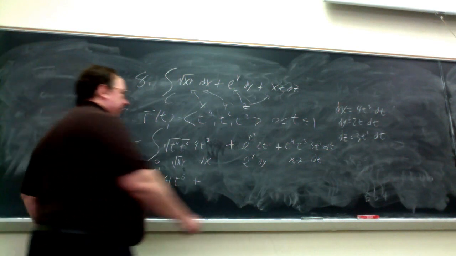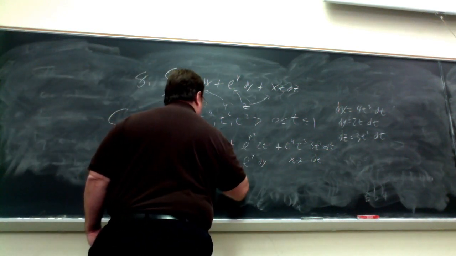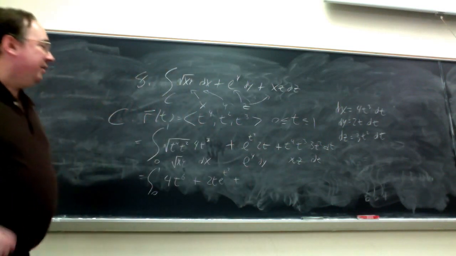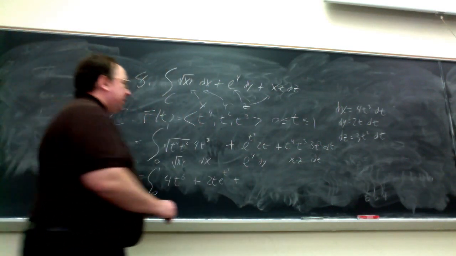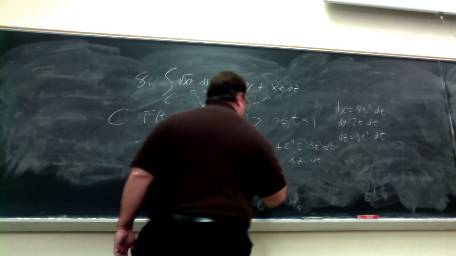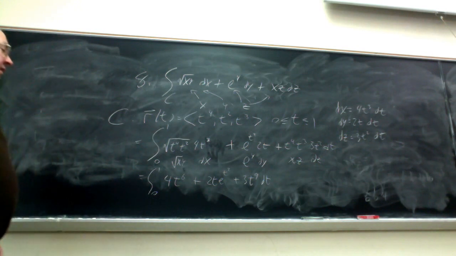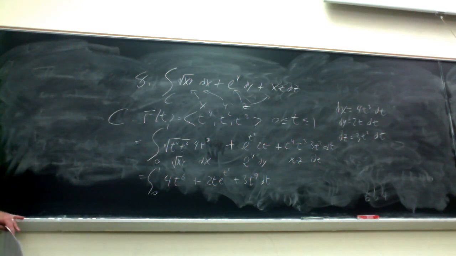And then you have 2t e to the t squared for the second term. And then we have 3t to the 9th, adding the exponents, not multiplying them. Okay. All right, questions to this point?